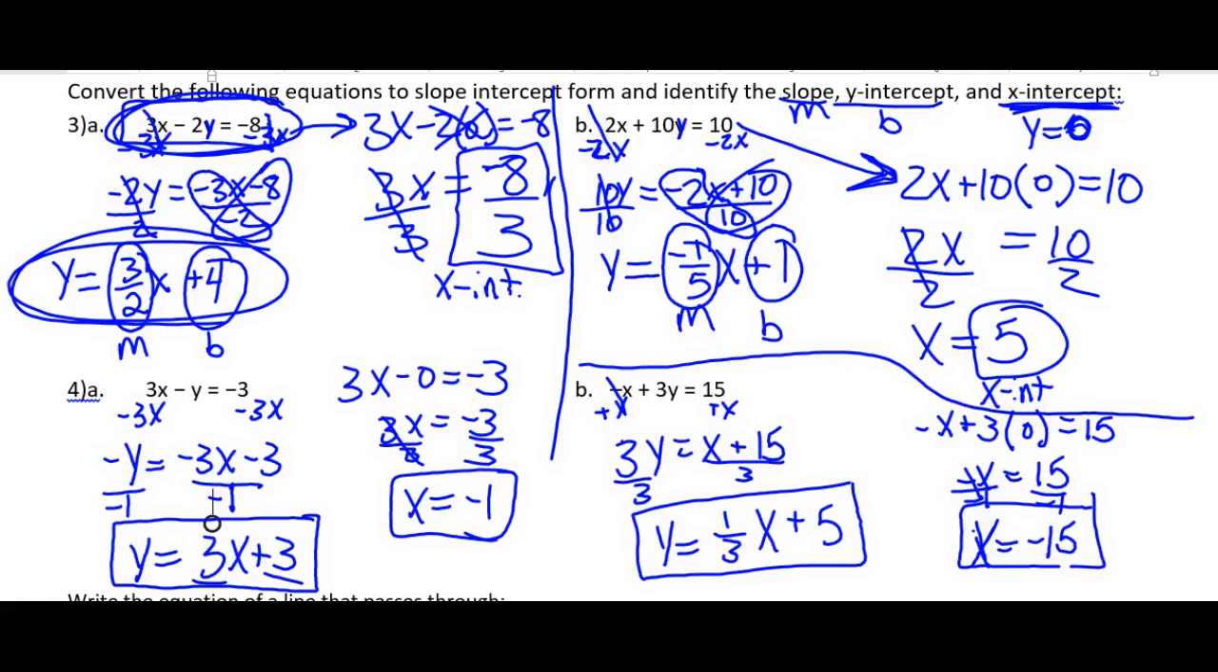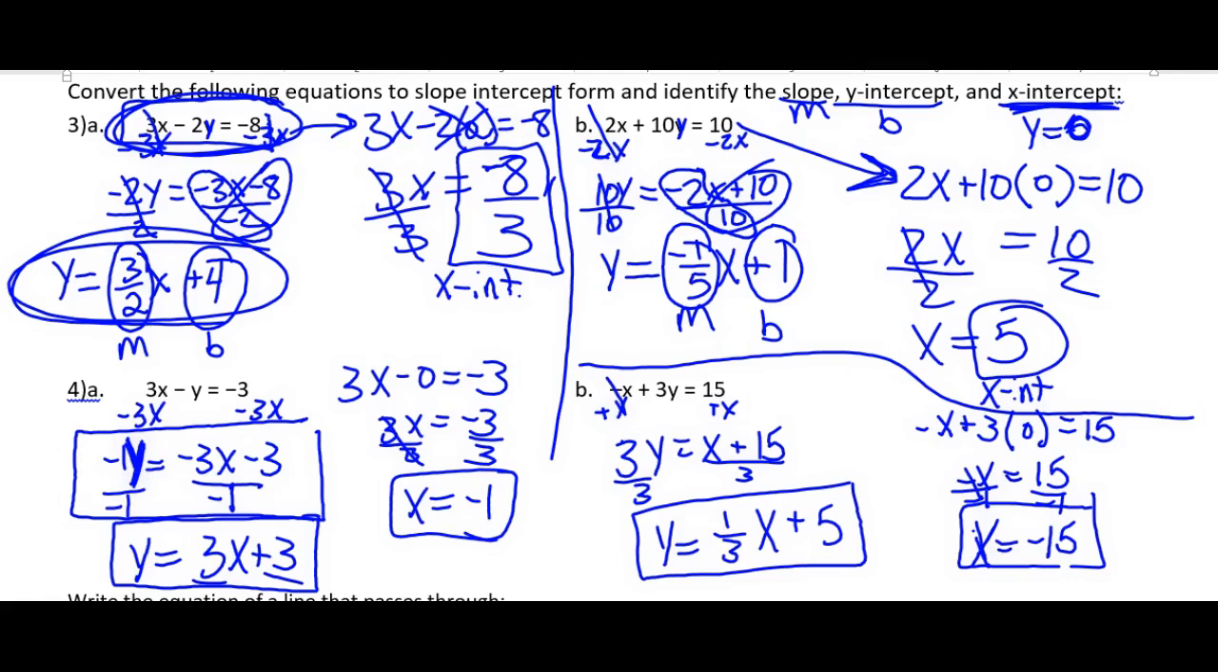Something I do want to point out here is this step right here. When you get negative y equals negative 3x minus 3, that is not finished yet. The negative y is not in slope-intercept form. We have to pretend like that's a negative 1y so we can divide both sides by negative 1, and that is how we get rid of the negative. That gives us positive y equals positive 3x plus 3.